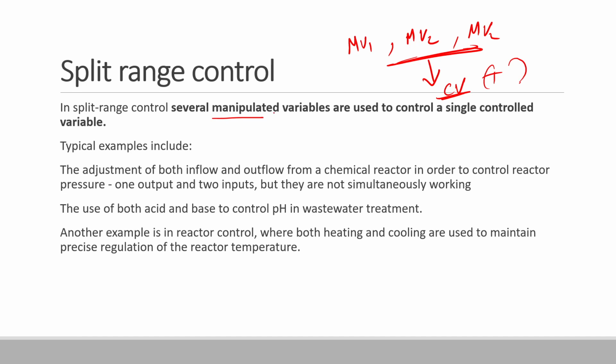So in such a process, you can see the adjustment of both inflow and outflow from a chemical reactor in order to control the reactor pressure. That is 1 output and 2 inputs, but they are not simultaneously working. That is, if we take an example of this reactor whereby we have to control this pressure.